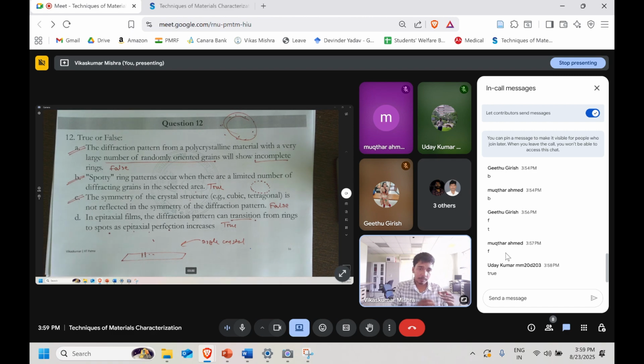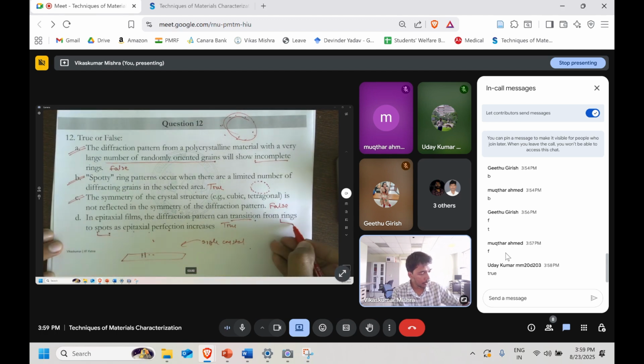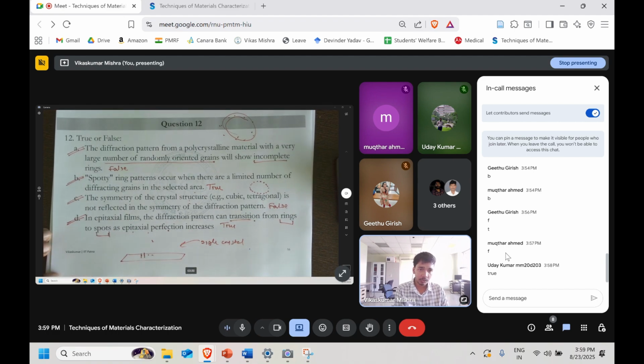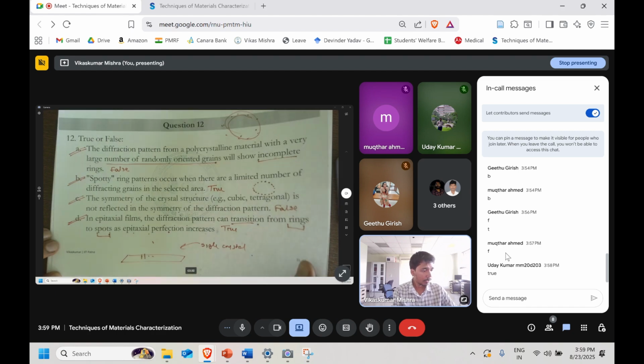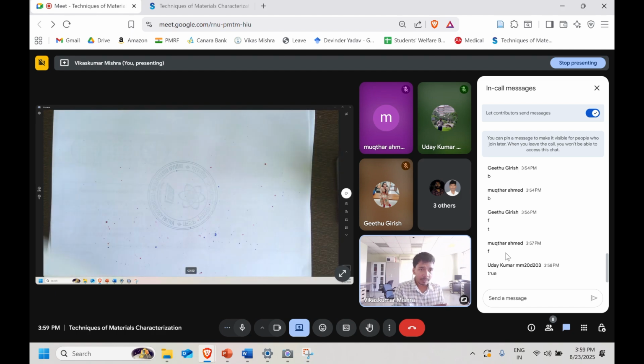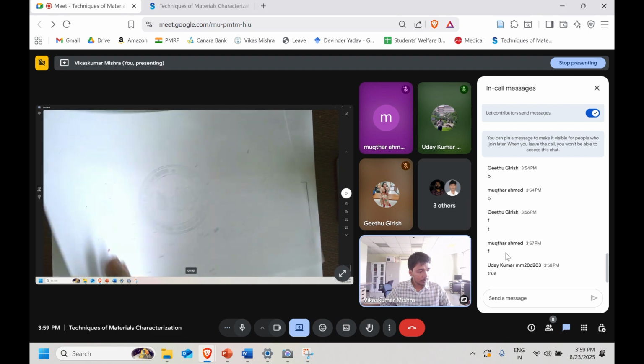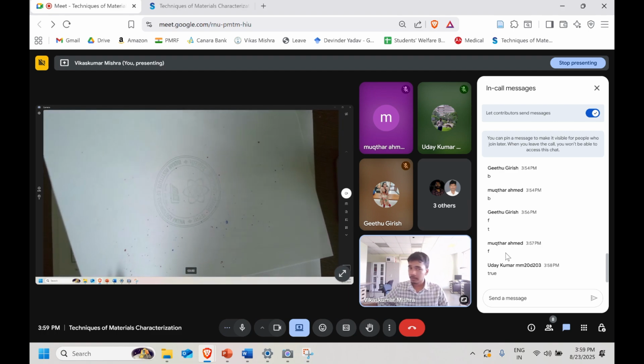This is the bottom-up approach to create any structure, right? So in that case, we are getting the diffraction pattern: instead of ring, from ring, it will transform to the spot. Okay, very good with that. So the right answer is option D. With that, let's move to the next concept.